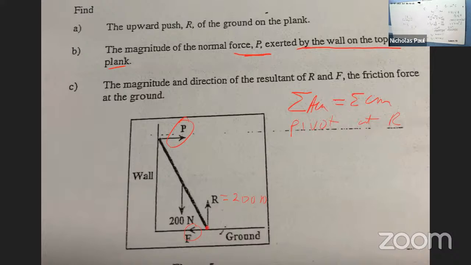Pivot at R. So what does that mean? Will it turn clockwise or anti-clockwise? Clockwise. Right? And what's the perpendicular distance of P from R? Because they give you the values, right? Now it's 6 to something. We have to memorize that.